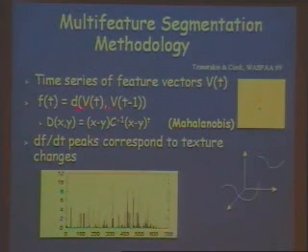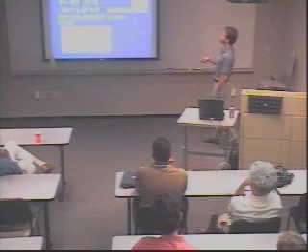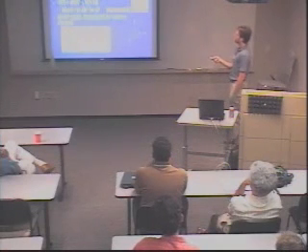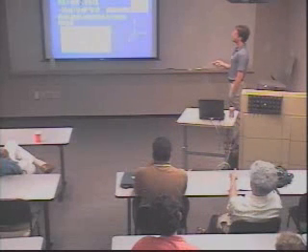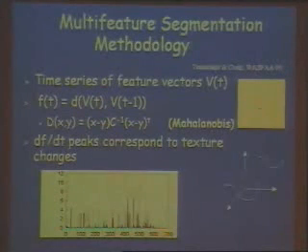So what you can do is take the difference between successive feature vectors. You can normalize it using a Mahalanobis distance so that you equalize the contribution of each feature and take care of dynamic range and correlations. And then you can take the derivative of this difference signal, and the peaks of that derivative signal are going to correspond to texture changes. So if you just do peak picking on that, then you get those boundaries.